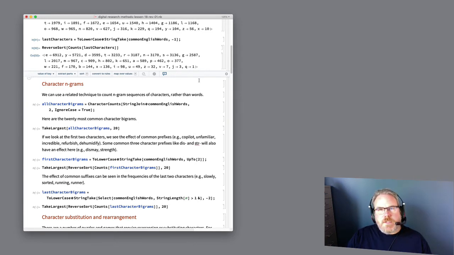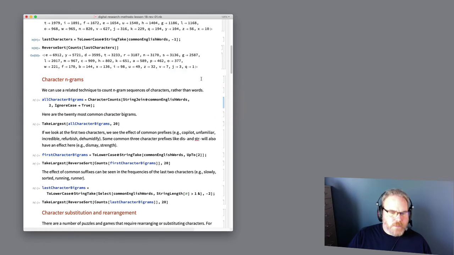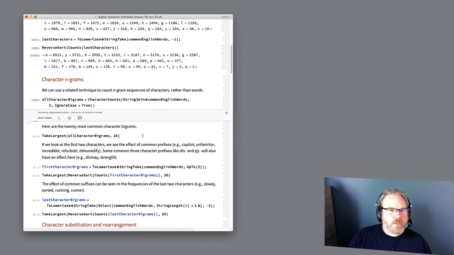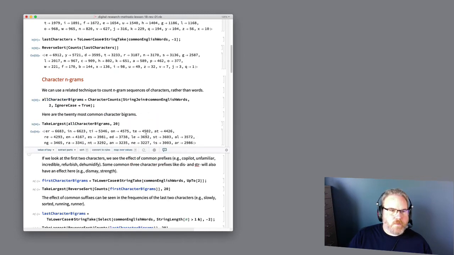Now, just as we looked at word bigrams and trigrams, we can also look at n-gram sequences of characters. So if we go through here and pull out all of the bigrams, again ignoring case, we can see what the most common ones are. ER, as you know, a very common ending. IN, often used as a prefix. TI, ON, TI in suffixes like shun, ON, TE, AT.